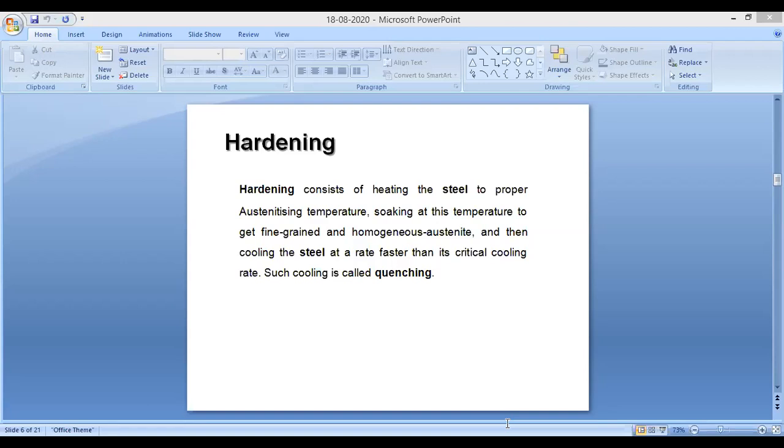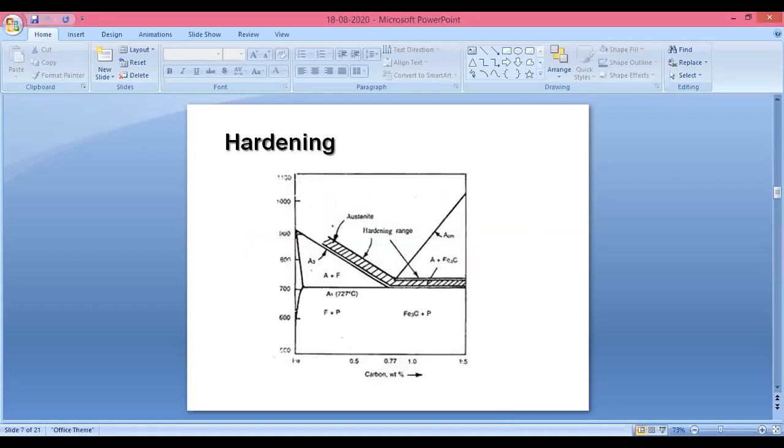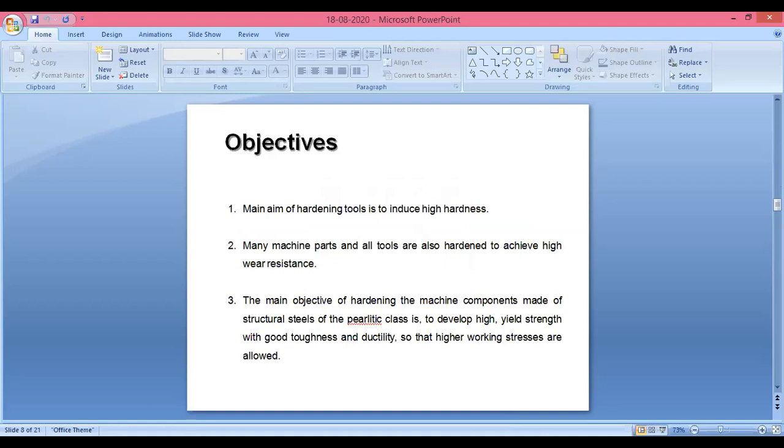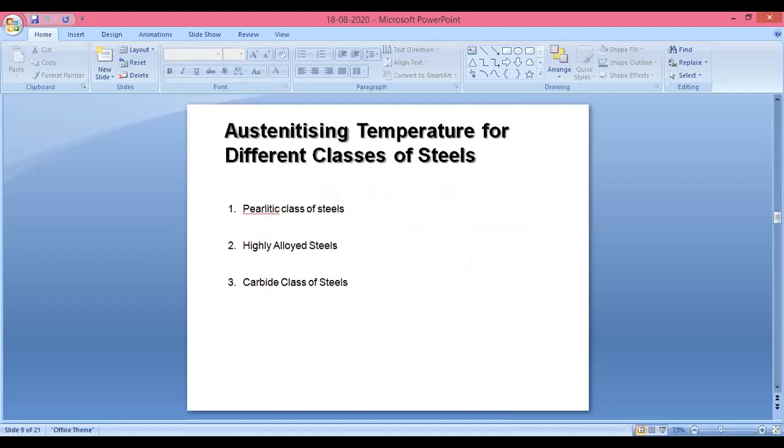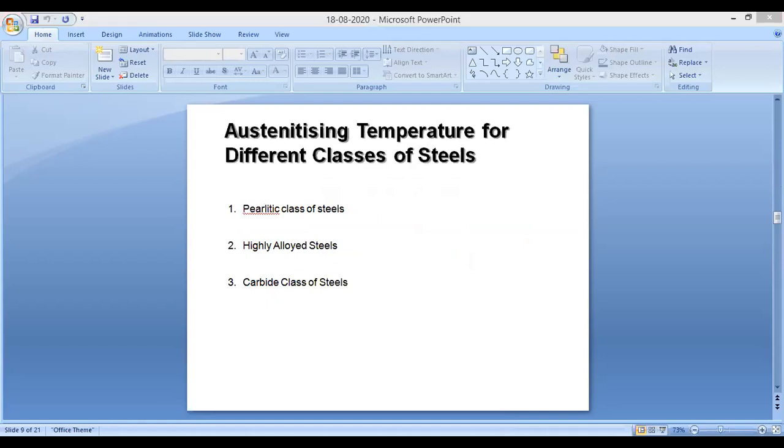The objectives of hardening steel are to induce high hardness, to achieve high wear resistance, and also to develop high yield strength, and good toughness and ductility. Now, the austenitizing temperature for different classes of steels was discussed.